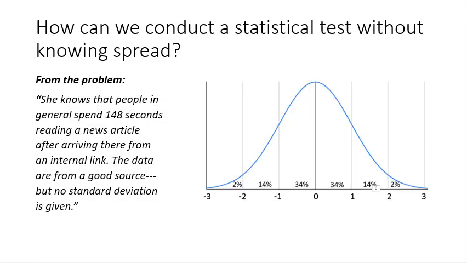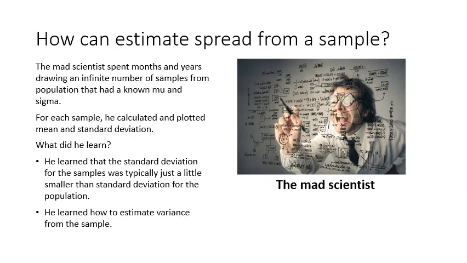So here's that question. How can we conduct a statistical test without knowing spread? She knows that people in general spend 148 seconds reading a news article after arriving there from an internal link. The data are from a good source, but no standard deviation is given. So there's our 148. But how do we know spread? How can we determine the cutoff point if we don't know what the spread is?